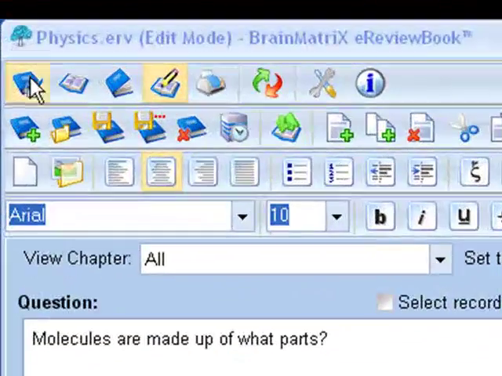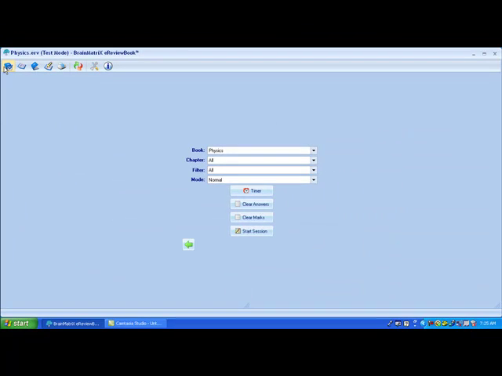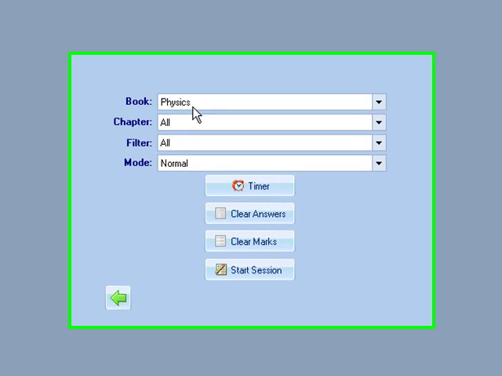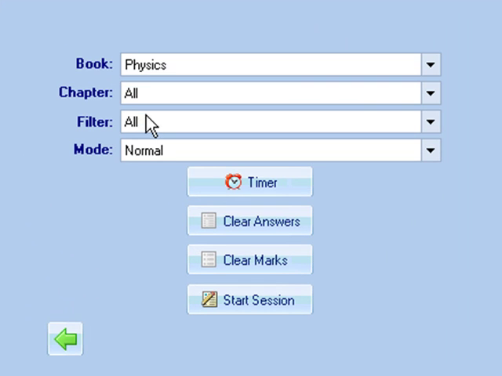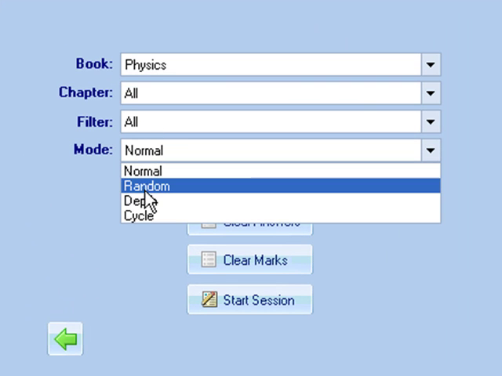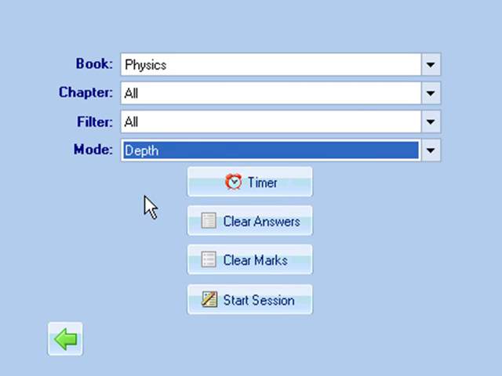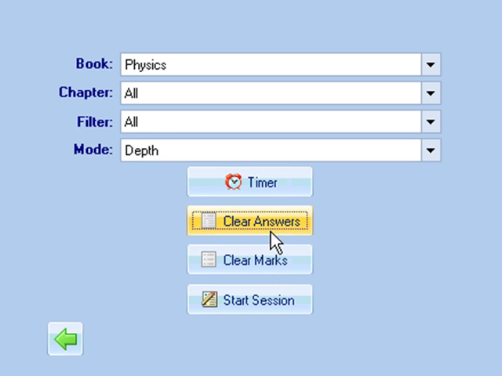Why don't we go to test phase and take a look at this in action? So this is the same book. We'll keep the chapter on all and filter on all. And the mode we're now going to do is depth, because we're going to be drilling down into the questions. We'll clear out any answers, clear out any marks, and we'll start our session.